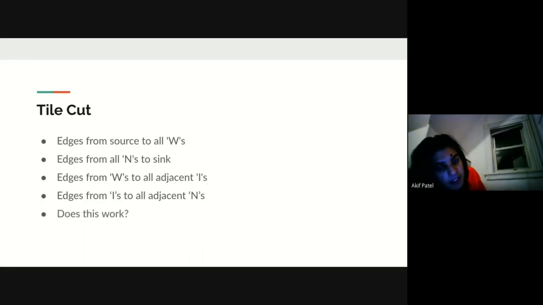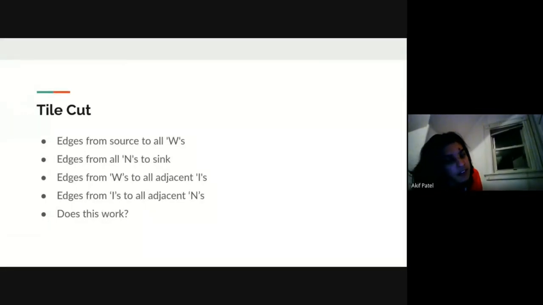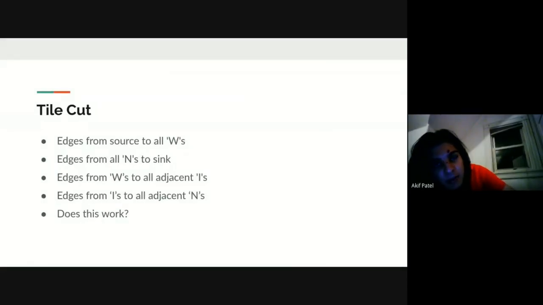So think about, does this work, and are there any issues with this solution? I think for the example you had earlier, it does work, but can you come up with a counterexample? I think just show the counterexample. Yeah. I guess we're running out of time.